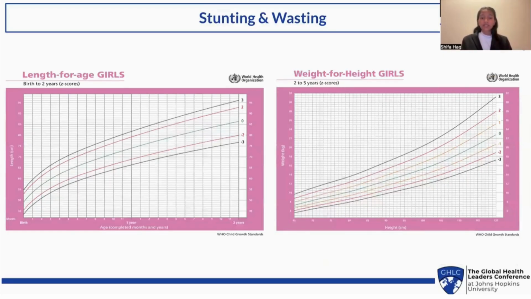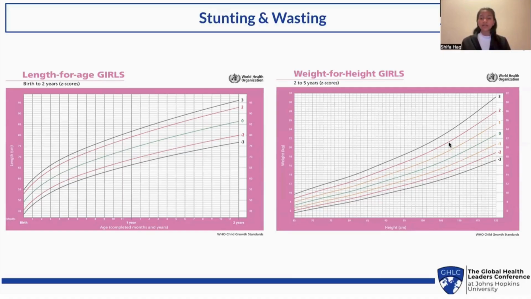Here are some growth charts from the World Health Organization. On the left, we see the length for age chart from birth to 2 years old in girls, and on the right, we see weight for height for 2 to 5 year old girls. On the right-hand side of each of these charts, we can see the Z-scores, and undernutrition would be marked by a Z-score of -2 or lower. So this would define stunted growth, and this would define wasted growth.